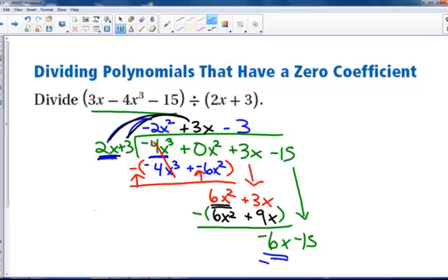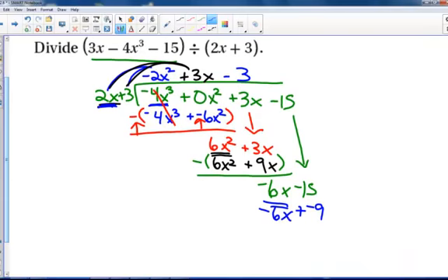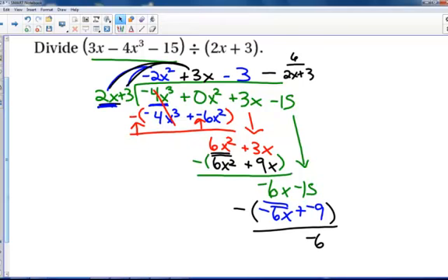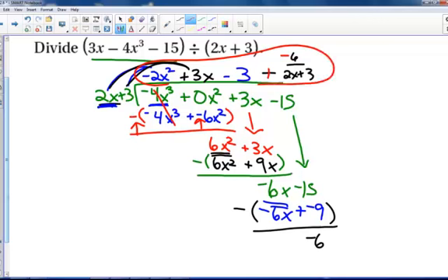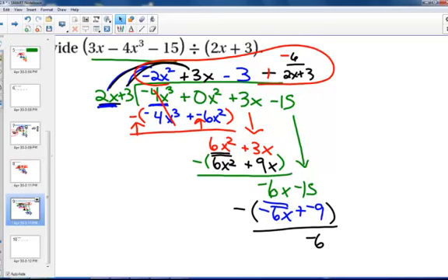Negative 3 times 2x is negative 6x. Negative 3 times 3 is negative 9. Subtract the whole thing. And we get negative 6. So I would put minus 6 over 2x plus 3. You could put plus as long as you make the 6 negative. This is your answer for what you get when you divide that trinomial by the binomial. I think we have time to do the last one.